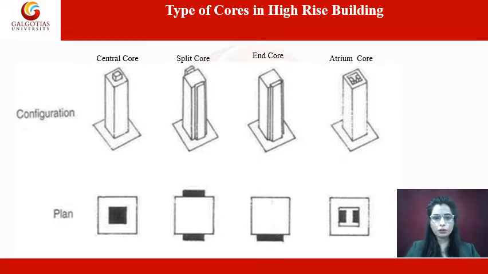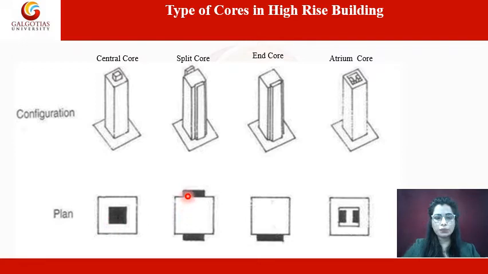Now we come to the types of core which are used in high-rise building planning. The first is central core, then split core, end core, and atrium core. So these are the types of core. Here you can see the plan of the central core.